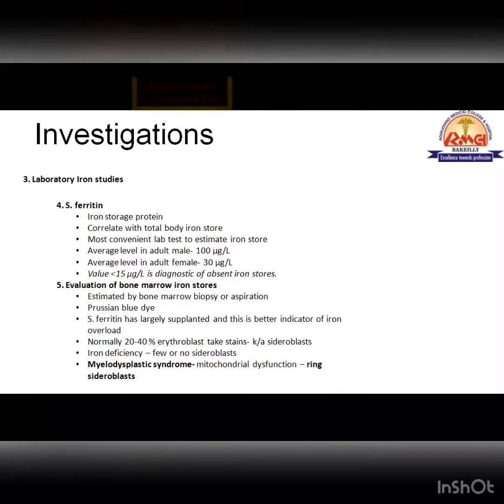Something is known as myelodysplastic syndrome. We will discuss in a subsequent lecture what is myelodysplastic syndrome. What happens in myelodysplastic syndrome? There occurs mitochondrial dysfunction, which leads to iron around the nucleus. So if you stain a cell, the iron will stain all around the nucleus, and it will appear like a ring. And this type of sideroblast is known as ring sideroblast. For now, you can remember that ring sideroblast is a bone marrow feature of myelodysplastic syndrome. We'll discuss it later.